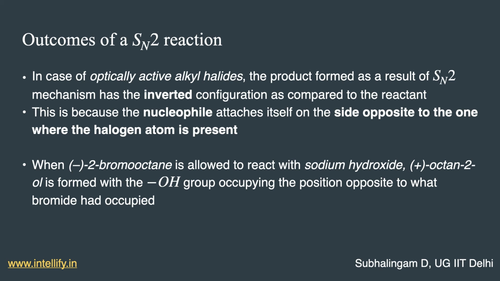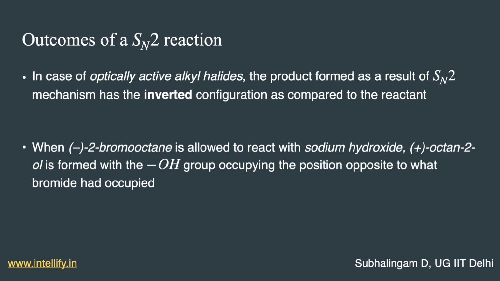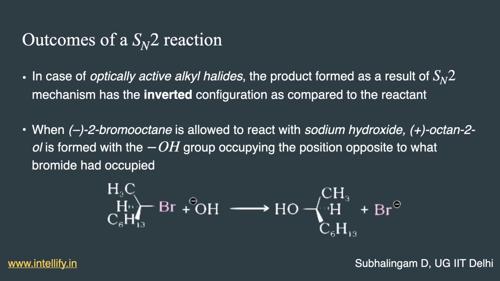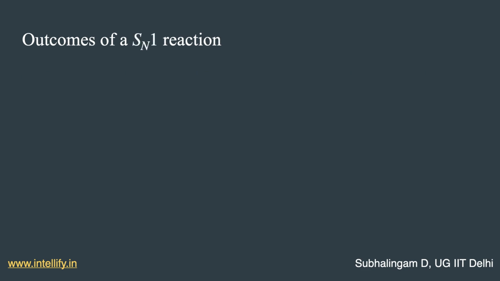It's very important to understand that the nucleophile approaches and attacks the carbon from the side opposite to that side where halogen is present. So yeah, the configuration gets inverted because of this other side attack. So this is the reaction, and you see that the spatial orientation of each group has been inverted, so we call it inversion. Now let's look at outcomes of an SN1 reaction.